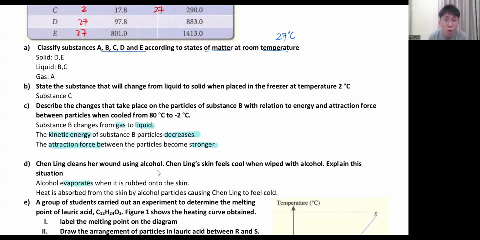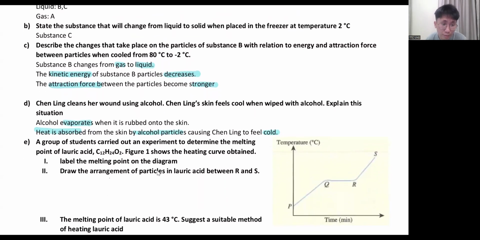So why do you feel cold? Because when it vaporizes, from liquid to gas, particles need energy. So where does it take the energy from? From your skin, from our body temperature. So when it absorbs energy from your skin, then it becomes gas. So you feel cold because you lose energy to the alcohol. Heat is absorbed from the skin by the alcohol particles, causing you to feel cold. So the reason why alcohol makes you feel cold after you rub it on is because the alcohol absorbs your energy, then becomes gas. This will be some daily life examples.